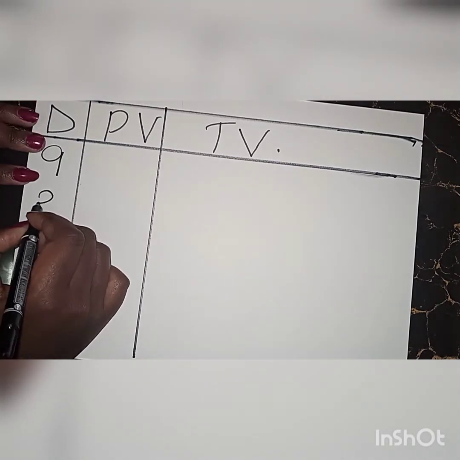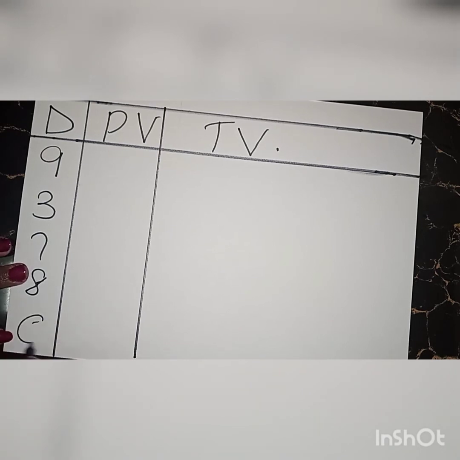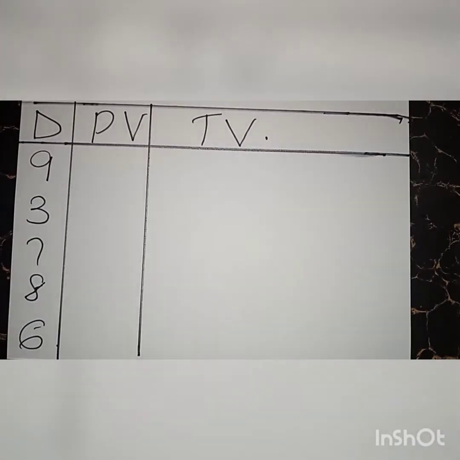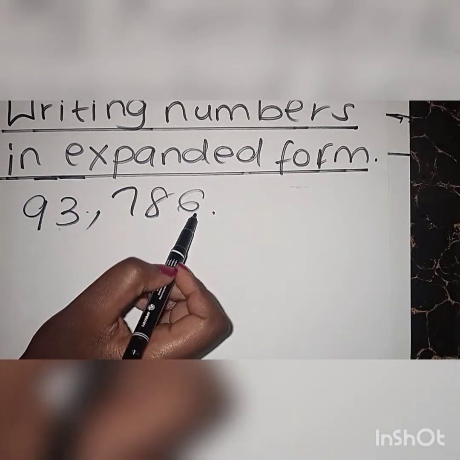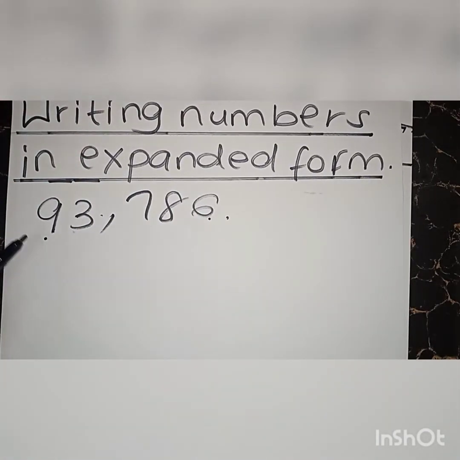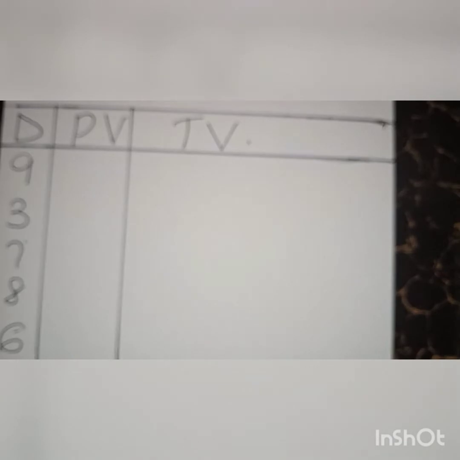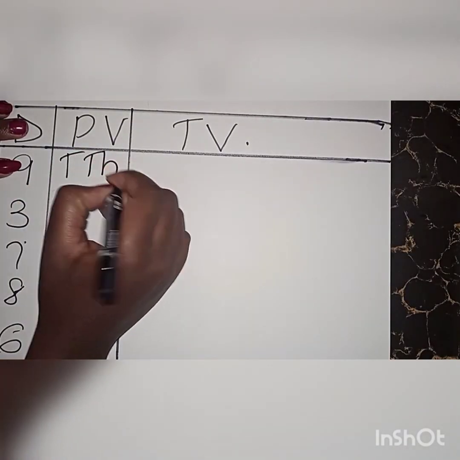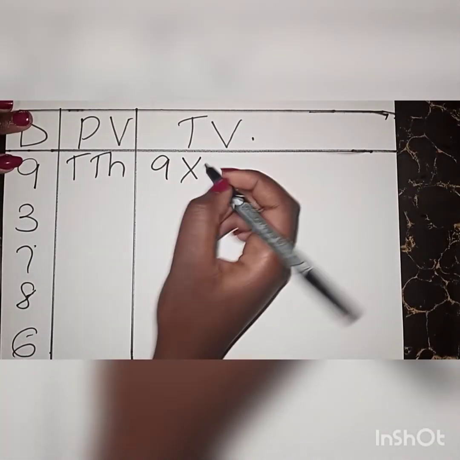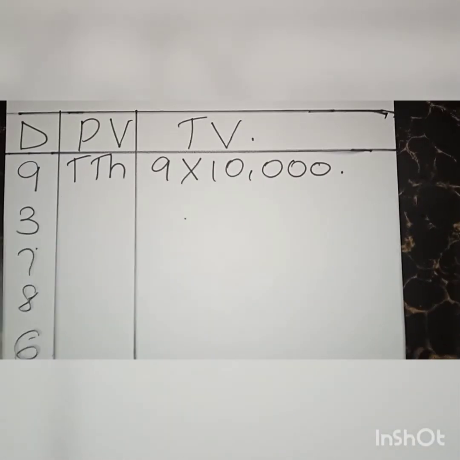9, 3, 7, 8, and 6. Okay? So, what is the place value? This is the number here. Let's start with 9. The place value of 9 is ones, tens, hundreds, thousands, 10,000s. So the place value of 9 is 10,000. And the total value is derived by multiplying the digit and the place value, which is 10,000. Are we following?